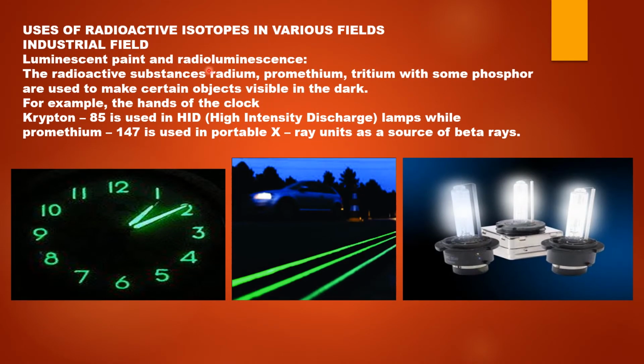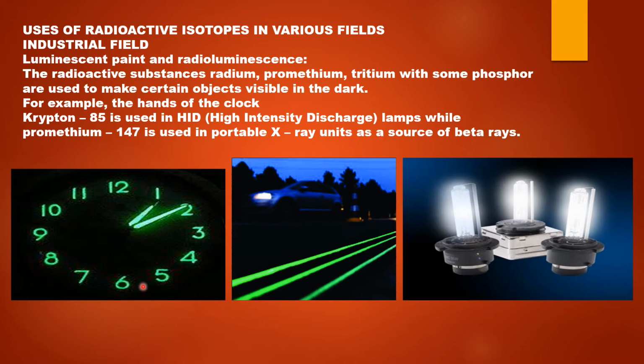Luminescent paint and radioluminescence. Some radioactive substances like radium, promethium, tritium with some phosphor in it are used to make certain objects visible in the dark. For example, you must have seen such kind of radium clocks which are visible in the dark. So this is an example of radioluminescence.